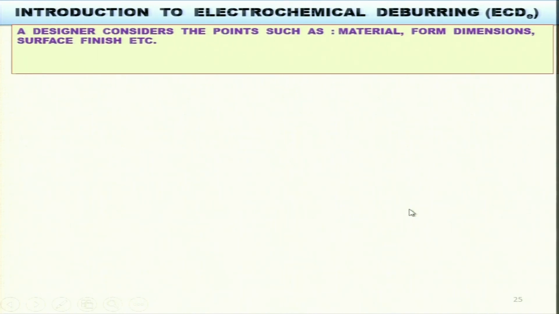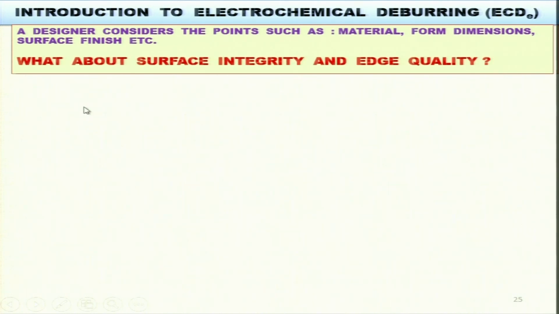Introduction to electrochemical deburring. A designer considers points such as material, form, dimensions, surface finish, etc. What about surface integrity and edge quality? Normally, while designing a part, surface integrity and edge quality are not taken into consideration, and they are assumed to be perfectly all right after machining or forming or grinding, which is really not true.